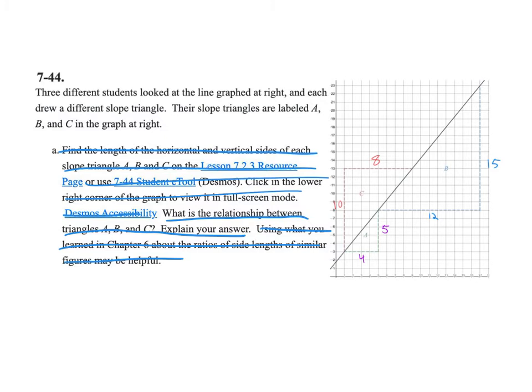Okay, let's take a look at this. So you might notice that, like, hey, all of the vertical ones, 5, 10, and 15, they're all multiples of 5. And similar idea to the horizontal ones, they're all multiples of 4. So let's see what this looks like in part B.